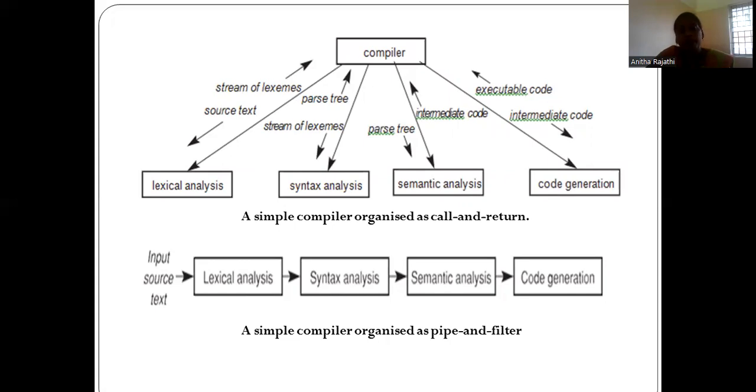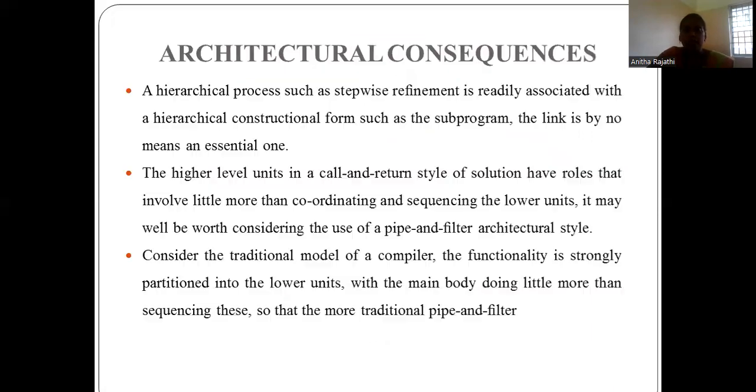So it is better to go for pipe and filter architecture for applications where you need more security. And where there is less security need and it is just a representation, you can go for call and return. Yes. Thank you.